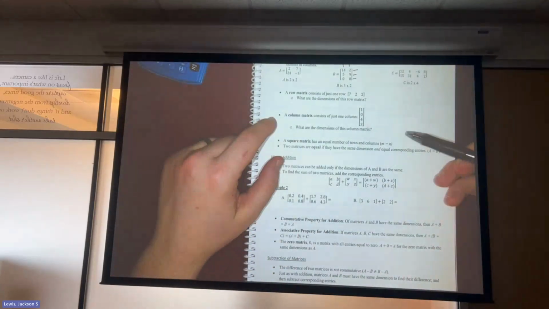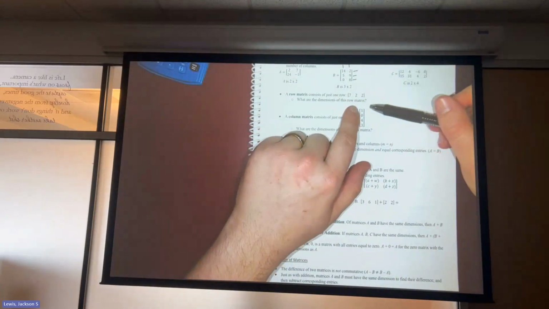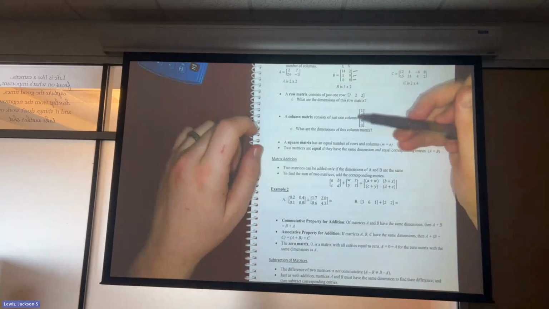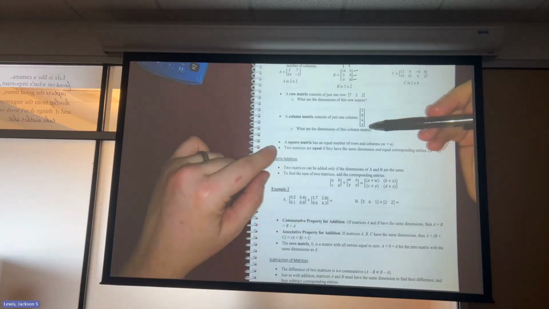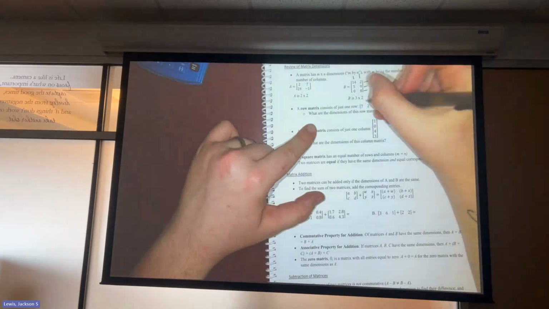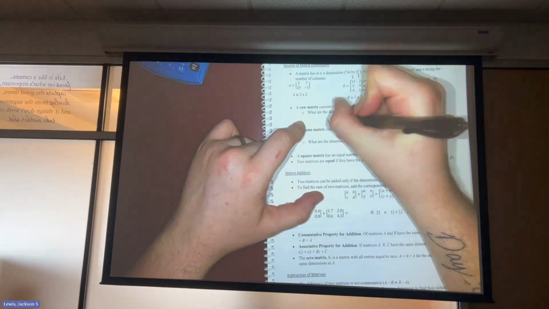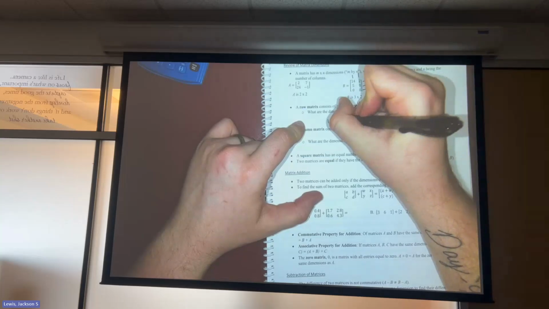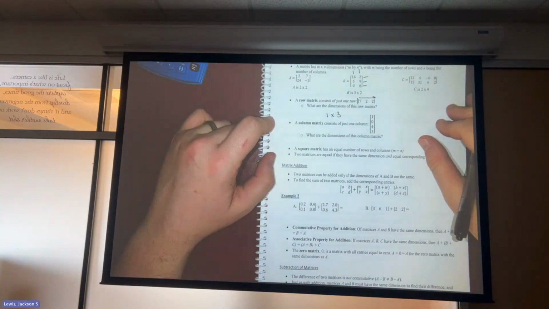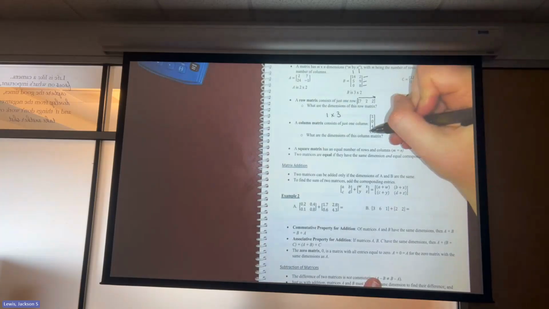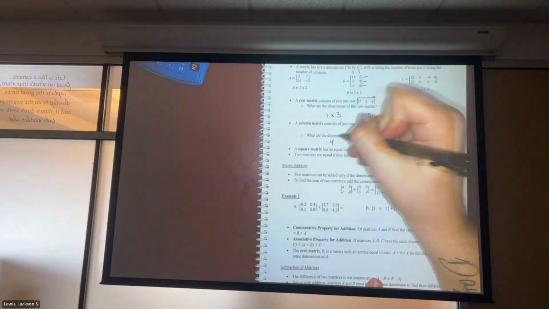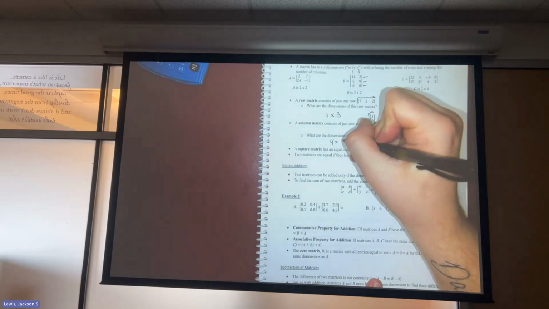Remember, we said a row matrix is just a row, right? Just one row of values. A column matrix is just one column of values. It says, what are the dimensions of this row matrix? Well, I go up 1, over 3. So it's a 1 by 3 matrix. Here it says, what's the dimension of this? I go up 4, over 1.